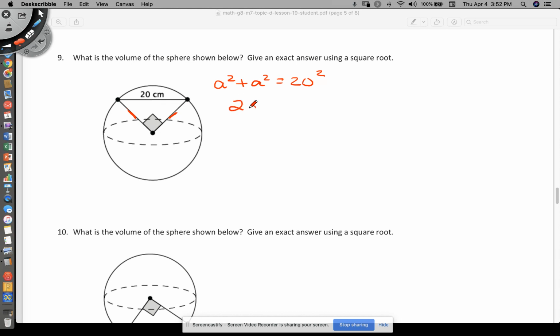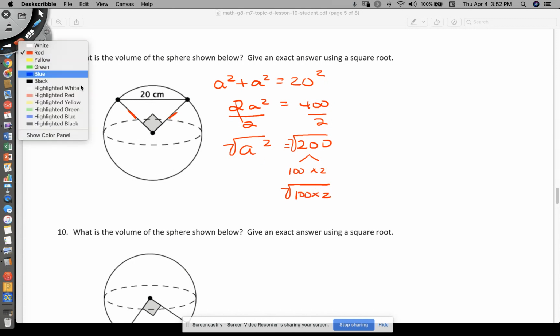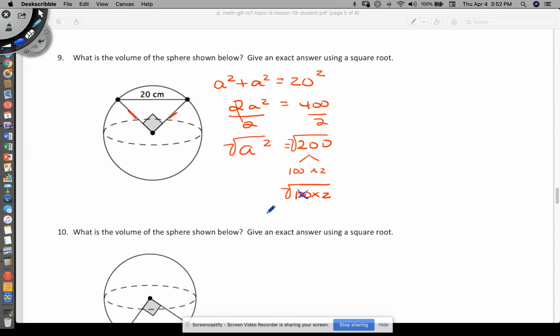That gives me 2a squared equals 400. I'm going to divide that by 2. And I get a squared equals 200. I'm going to take the square root of that. Now I know 200 can be broken into 100 times 2, and 100 is a perfect square. So we're going to say 100 times 2. And I'm going to cancel out the 100, making it a 10. So a equals 10 root 2.